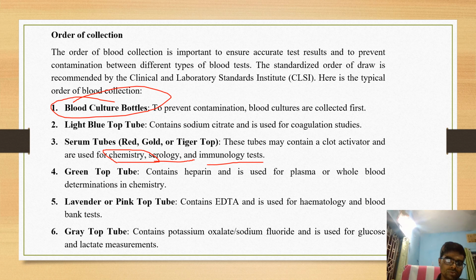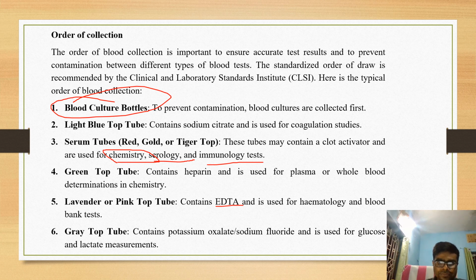Now the lavender or pink top tube. That means I am talking about the EDTA vial. You are all aware of EDTA, ethylene diamine tetraacetic acid, which is used for hematological and blood bank tests. Hematological tests mean TC, DC, HB, platelets, packed cell volume, hematocrit, and RDW, and eosinophil, basophil, neutrophil, lymphocyte, monocyte. These are the components present in our blood, and if you want to identify these parameters, then we have to collect the blood sample in the EDTA vial.